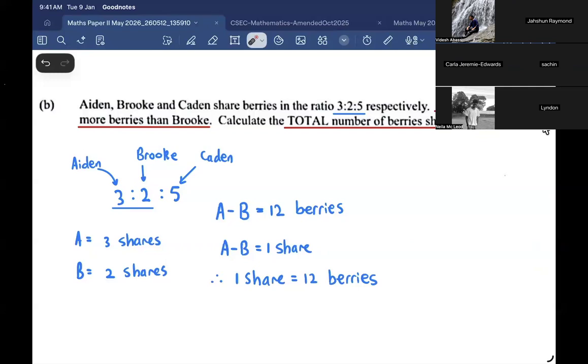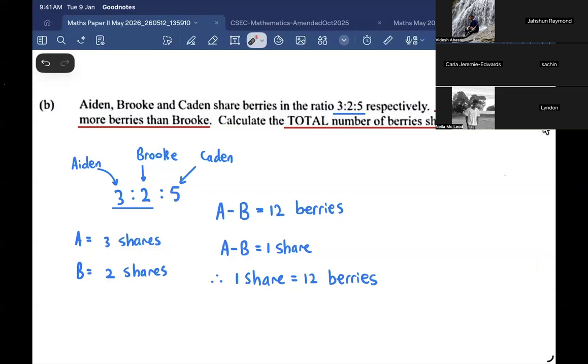So would it be you multiply 12 by 3, 12 by 2, 12 by 5, and then add them all up? Carla, what do you say about the idea? I would add them all up, but I would only add up the 12. So Carla, you wouldn't have multiplied by 12? Or you would have multiplied by 12 eventually? I'm going to change the ratio and then multiply by 12. Alright, so what Sachin said is correct.